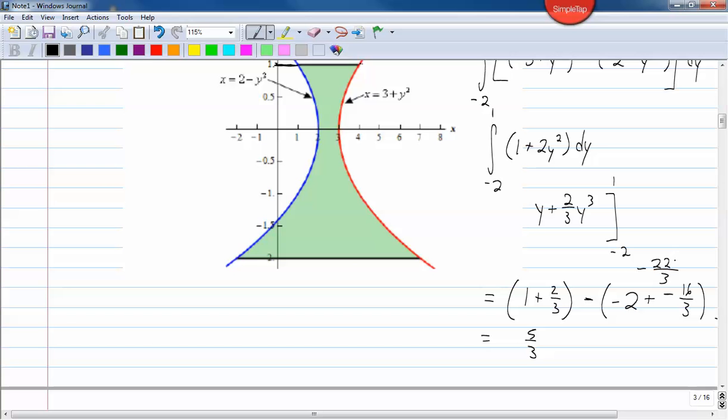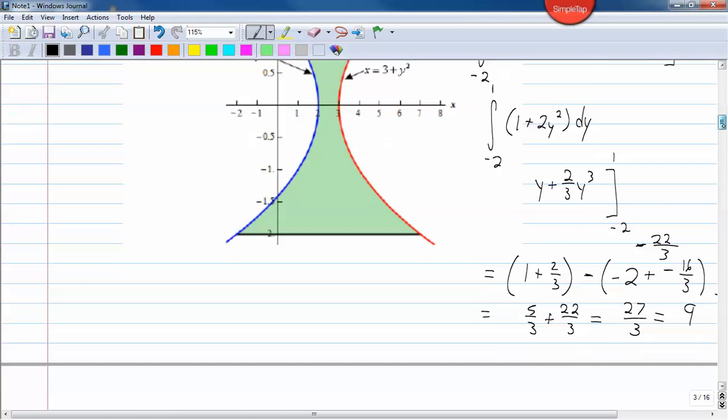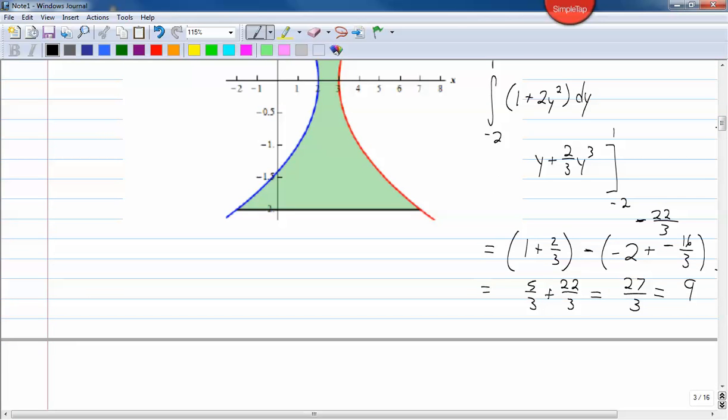And so it's going to be, if these two terms are negative 22/3, you're subtracting them. So it's going to be plus 22/3. 5/3 plus 22/3, that's 27/3, or 9 square units. Okay.